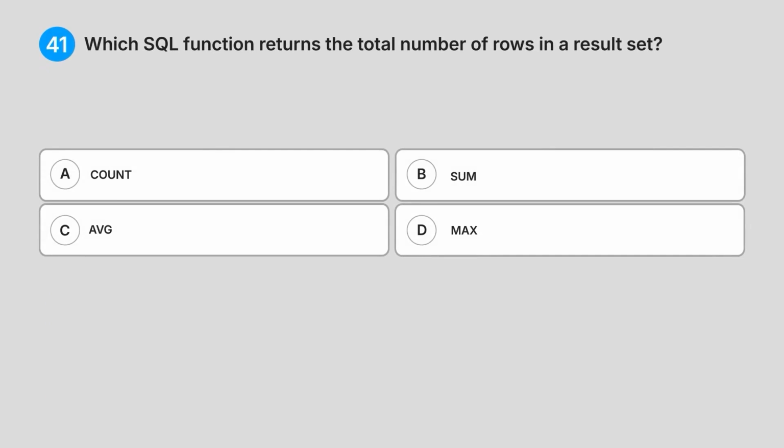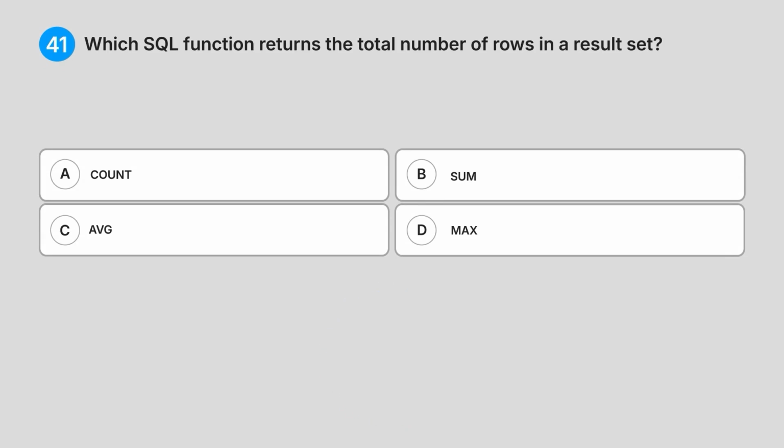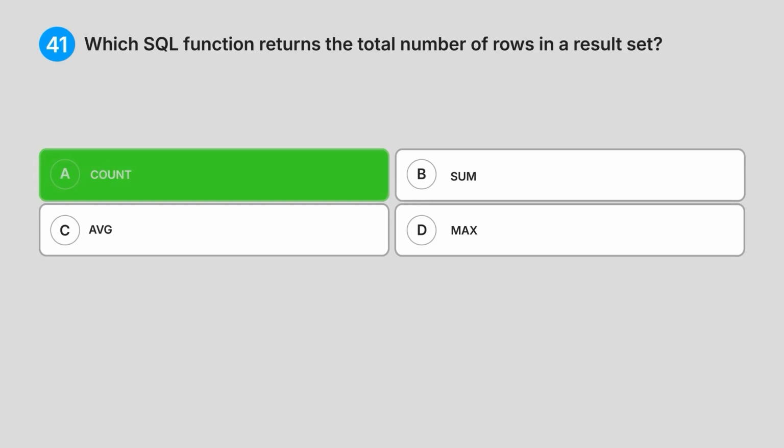41. Which SQL function returns the total number of rows in a result set? A. Count, B. Sum, C. AVG, D. Max. Do you know the answer? Correct answer, A. Count.